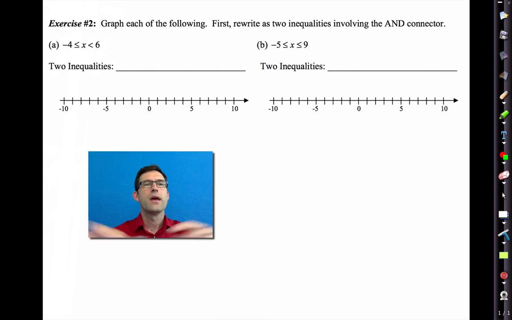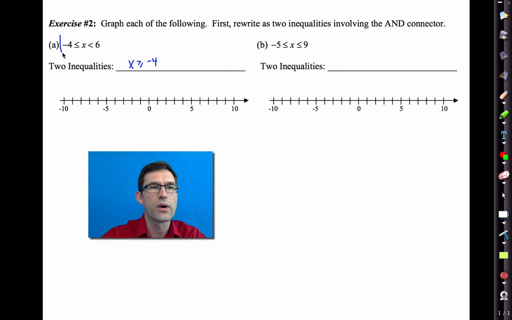All right, now we're going to kind of go in reverse. It says graph each of the following. First, rewrite as two inequalities involving the AND connector. So when we see something like this, what it really means is that x is greater than or equal to -4. That's this one. Now I realize all of a sudden I didn't use the less than, I used the greater than. And x is less than 6.